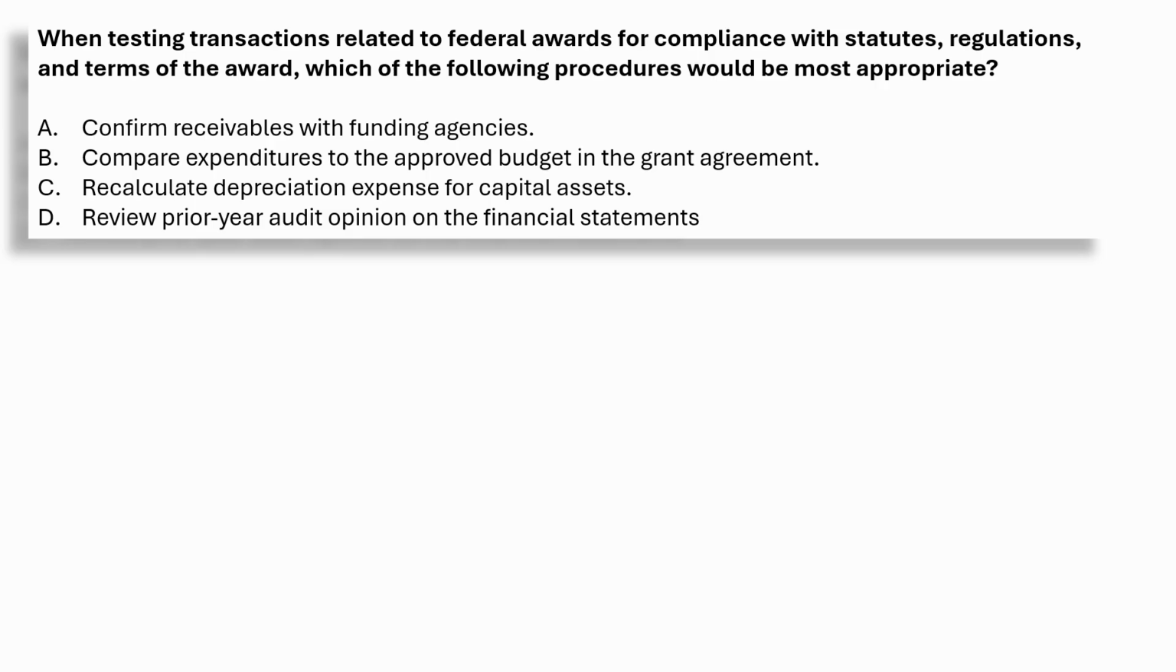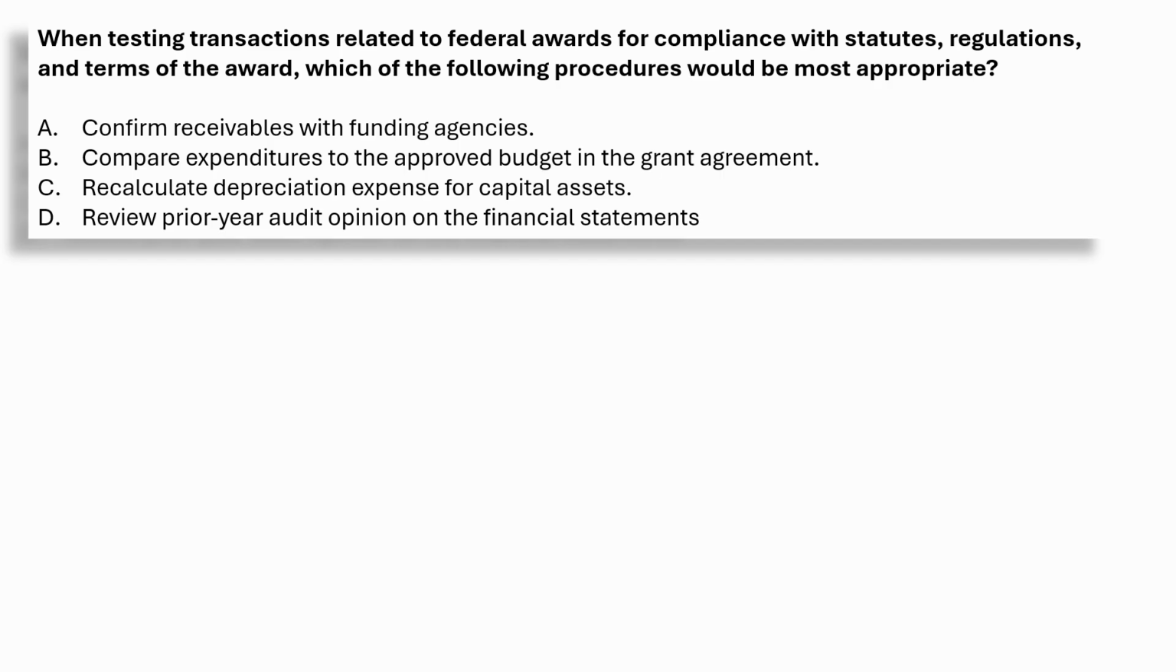All right, next question. When testing transactions related to federal awards for compliance with statutes, regulations, and terms of the award, which of the following procedures would be most appropriate? A. Confirm receivables with funding agencies. B. Compare expenditures to the approved budget in the grant agreement. C. Recalculate depreciation expense for capital assets. D. Review prior year audit opinion on the financial statements. The correct answer is B. Compare expenditures to the approved budget in the grant agreement.